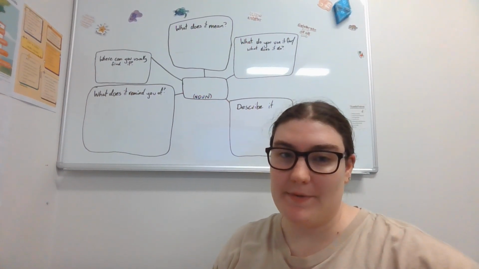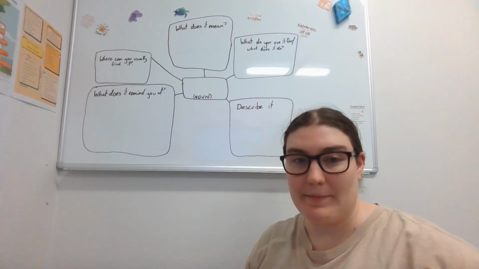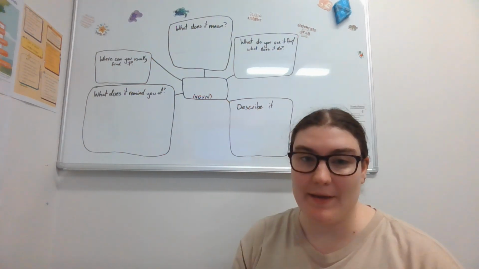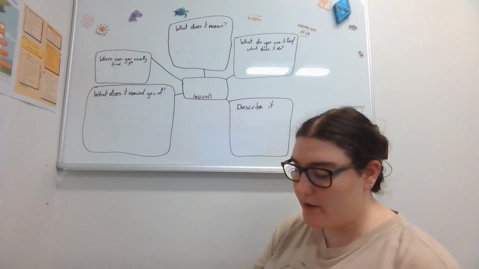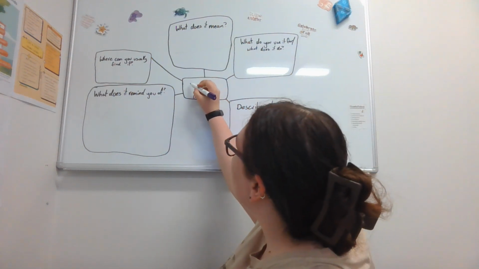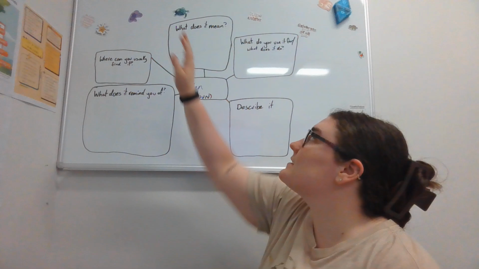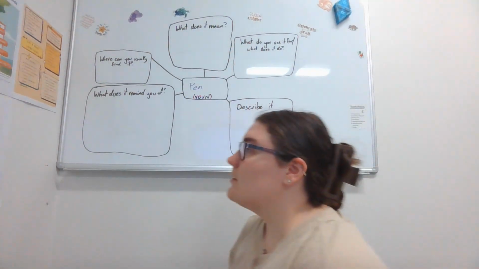Hello, today we're going to be looking at an example of semantic mapping, and we are starting with our example of how to use semantic mapping for a noun. And the word we are going to be using is pen. I would suggest we always start with what does the word mean. So what is a pen?